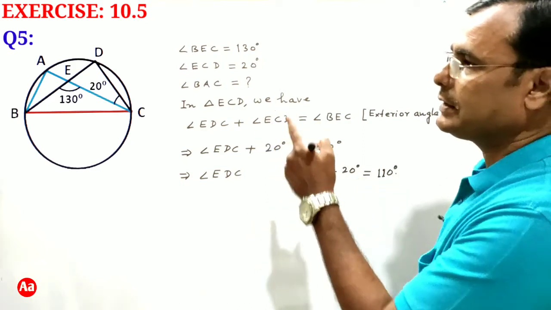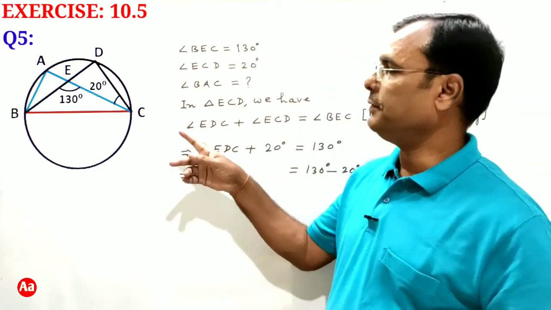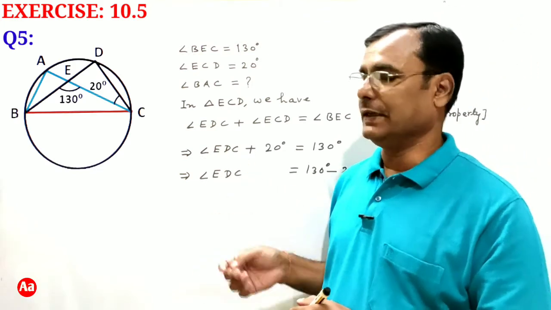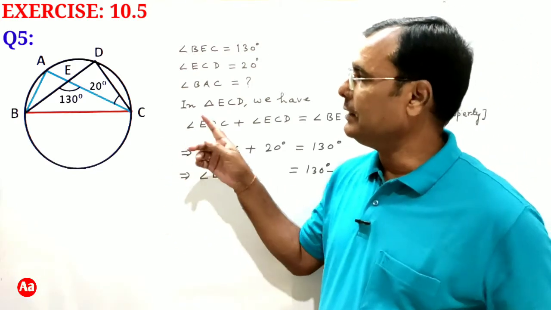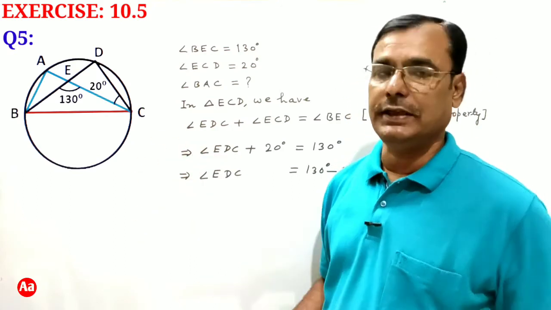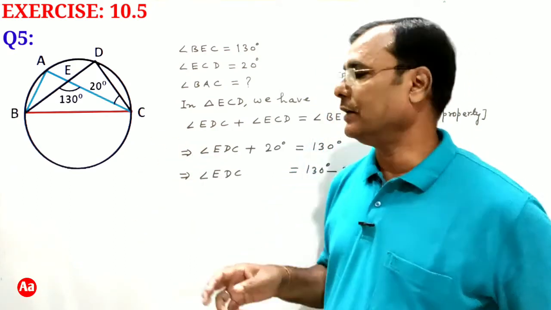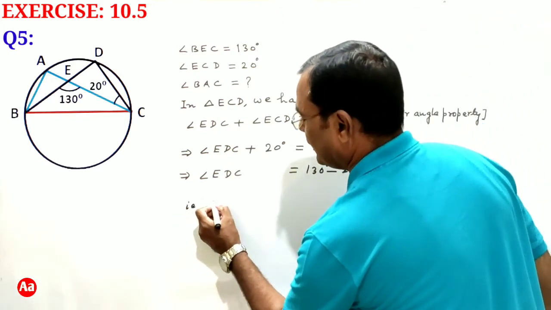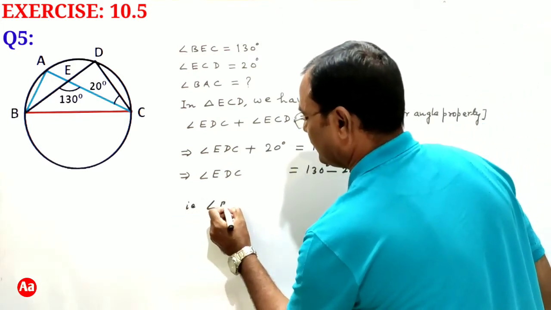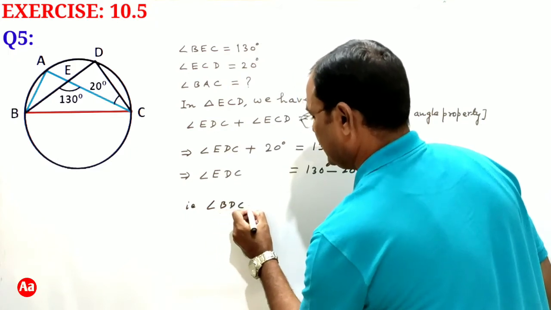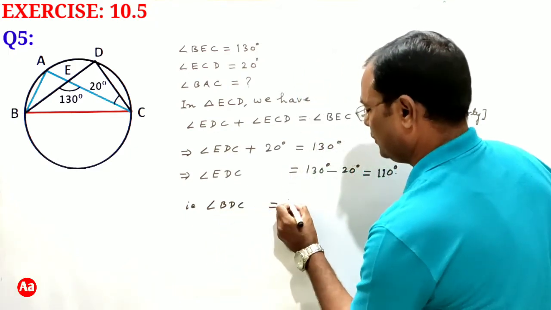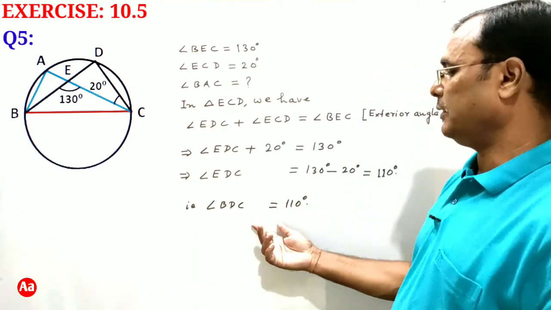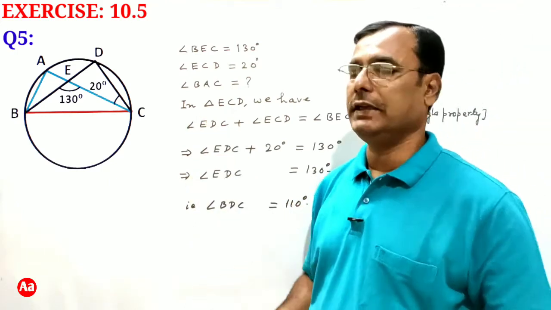So angle EDC in the given figure we have found equal to 110 degrees. Angle EDC and angle BDC both are the same angle, only their names are changed. So we can write angle BDC is equal to 110 degrees. So this way we have calculated angle BDC in the given figure.